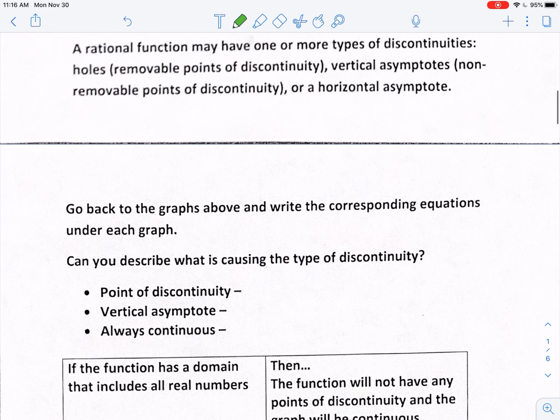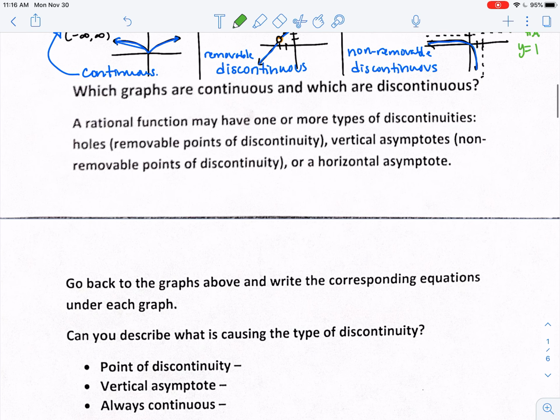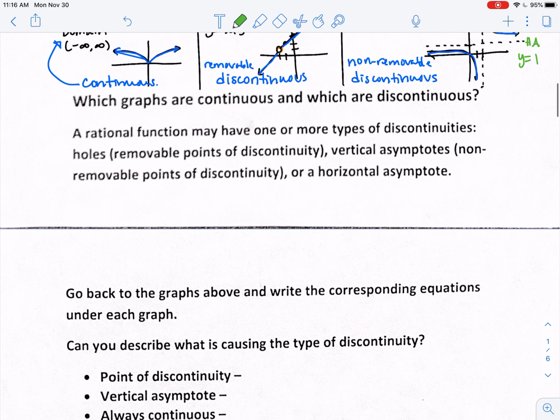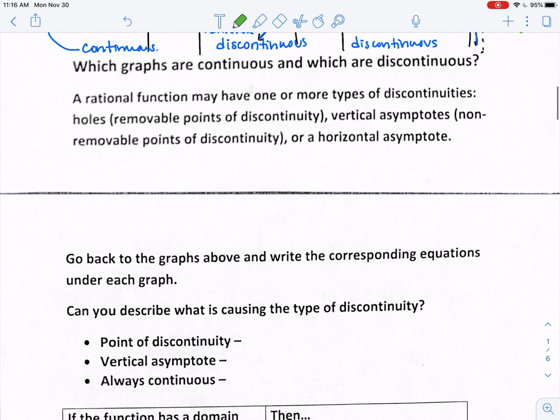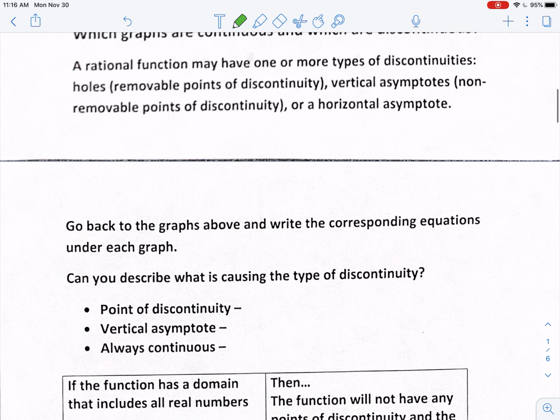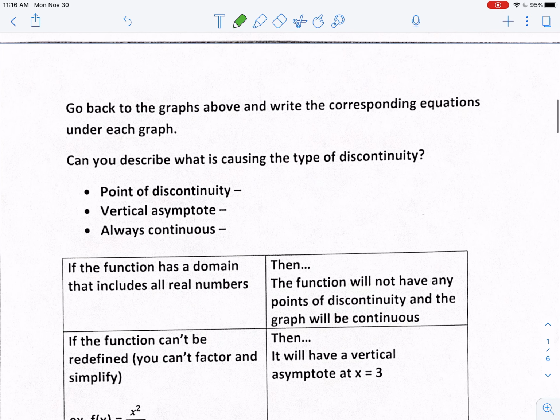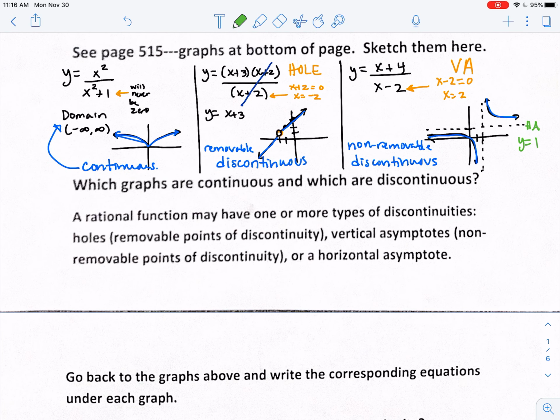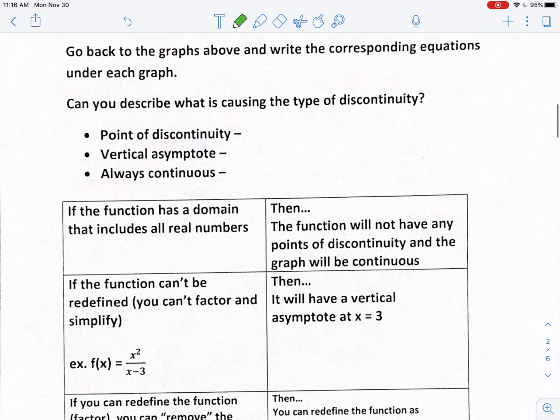So going back to these graphs, it says above, write the corresponding equations under each graph, which I did. Can you describe what is causing the type of discontinuity? Okay, so a point of discontinuity is where you have something in the numerator and the denominator. A point of discontinuity is when you have a hole.